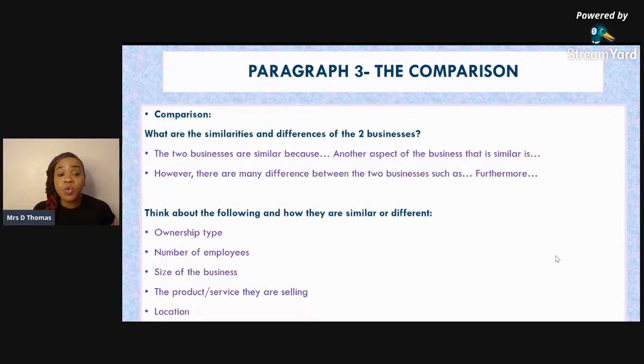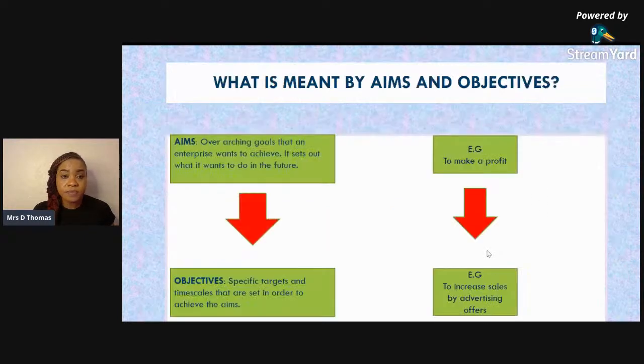Location, and finally the location. You will need to compare the location. Are they both located in Croydon? Are they both located in Thornton? Or that's a similarity because they're both located in the same local area. If one is located in Thornton and one is located in Croydon, that's a difference because they're located in different local areas. Yes? Please ensure you state these.